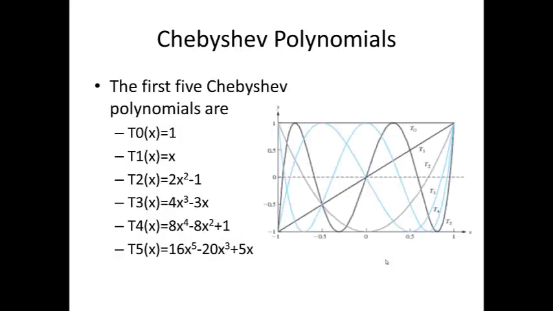So, here's the first 5 Chebyshev polynomials. These curves for these polynomials are quite different from one another. Chebyshev polynomials are usually employed in the interval minus 1 to 1, as you can see on the graph.